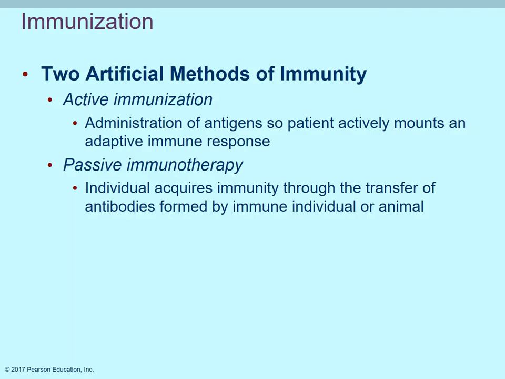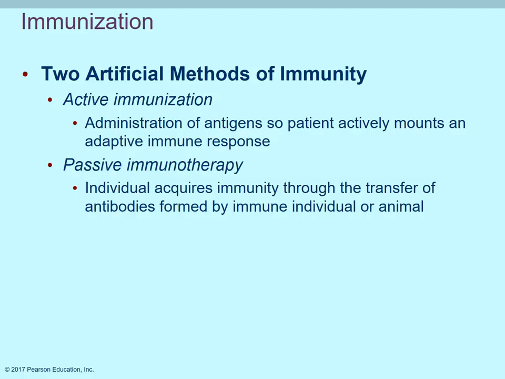immunotherapy. Active is when the antigen is administered, so the patient is going to mount their own response involving the adaptive immune response. So therefore, they will ultimately produce antibodies. They have been exposed to the antigen, that foreign substance. This usually will provide long-term protection for the individual.